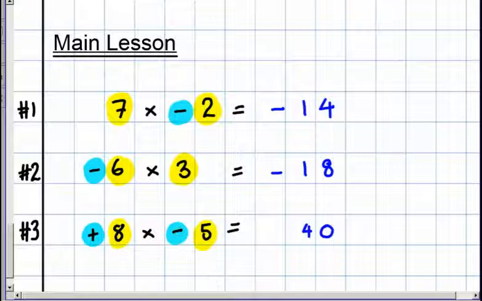There are 2 signs, so I write plus, minus.